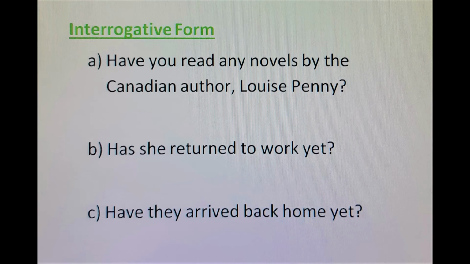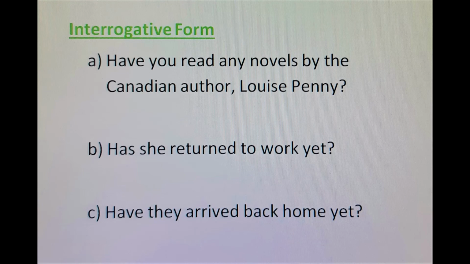Now we have the interrogative form of the present perfect tense. So, A. Have you read any novels by the Canadian author Louise Penny? Repeat. So here we see that when we form the question, we start with our auxiliary verb. So have, then the subject pronoun, and then the past participle. Have you read? Have you read?